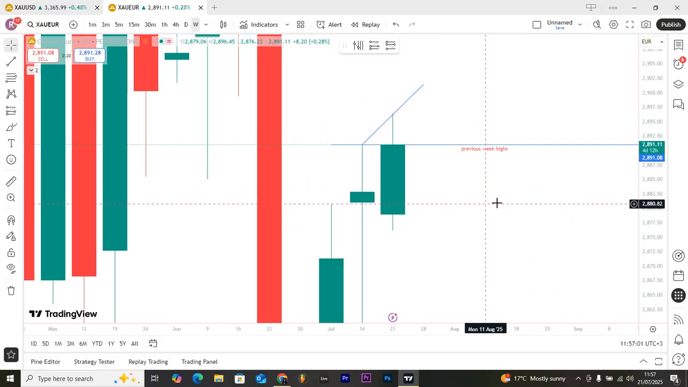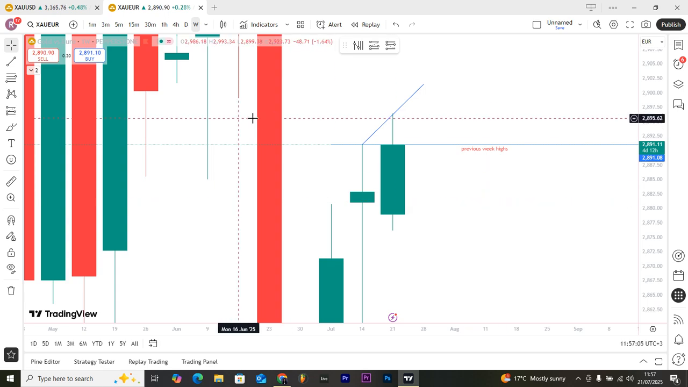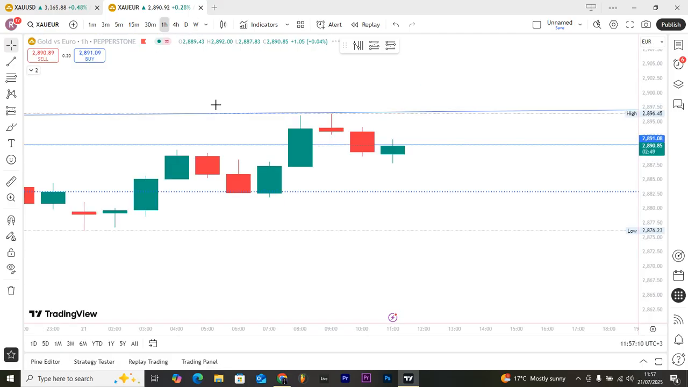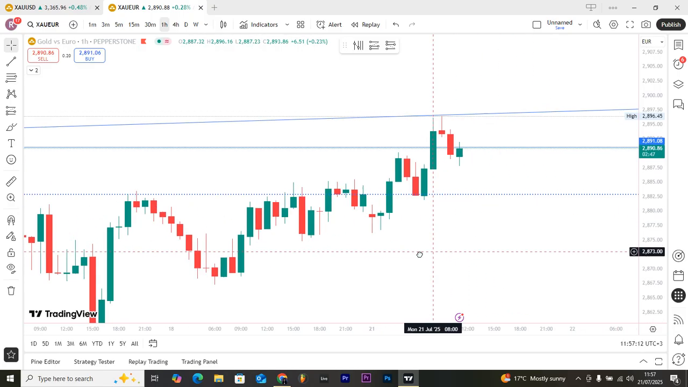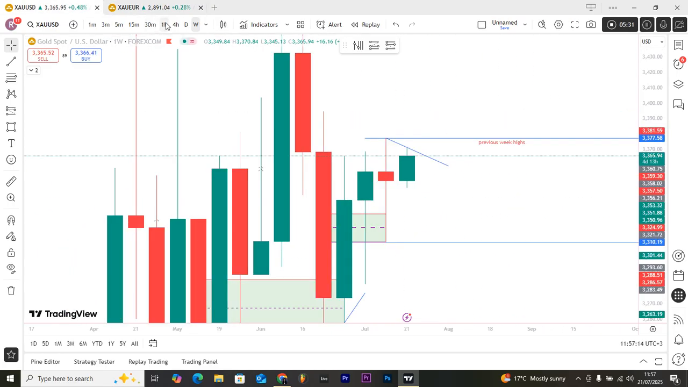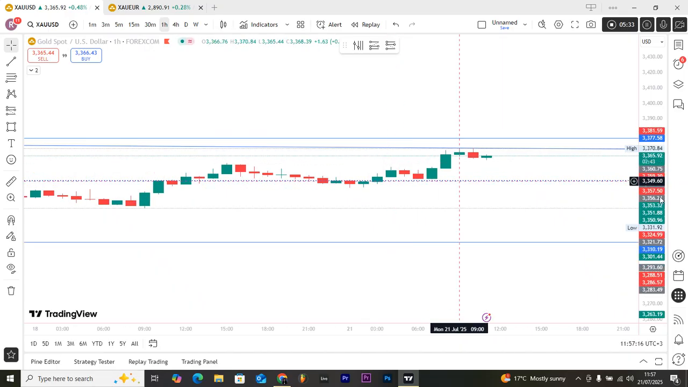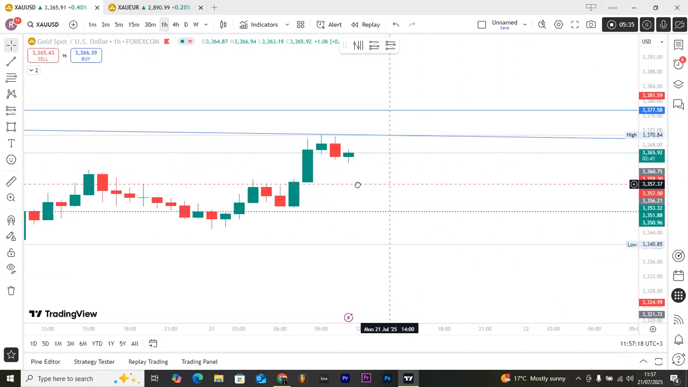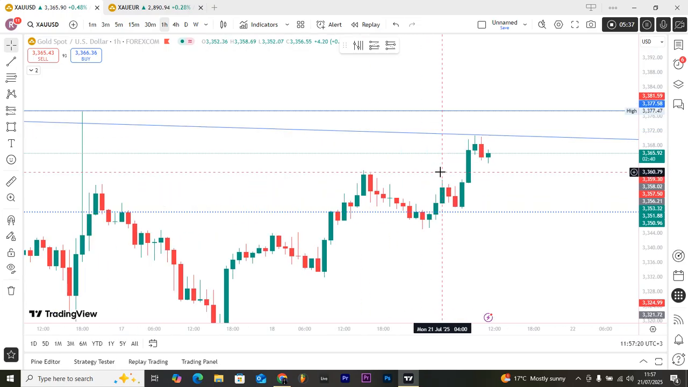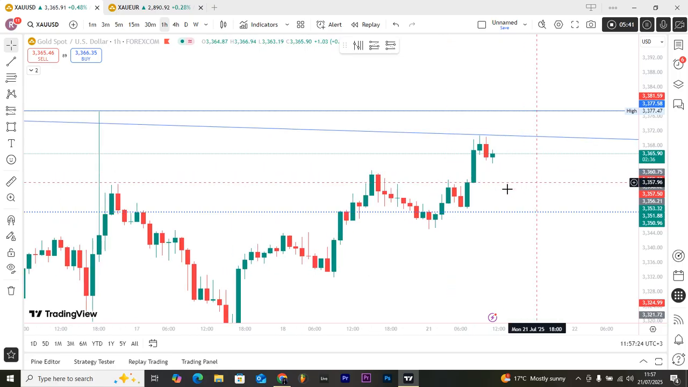But this is not enough. So how do we enter? Do we just see SMT and start selling? Not yet. I want us to take an even closer look at, for example, the hourly time frame of both pairs. This is how I take my trades, guys, and this is exactly what I'm going to be doing. I'm already positioned for selling, but I'm still waiting for a few things.